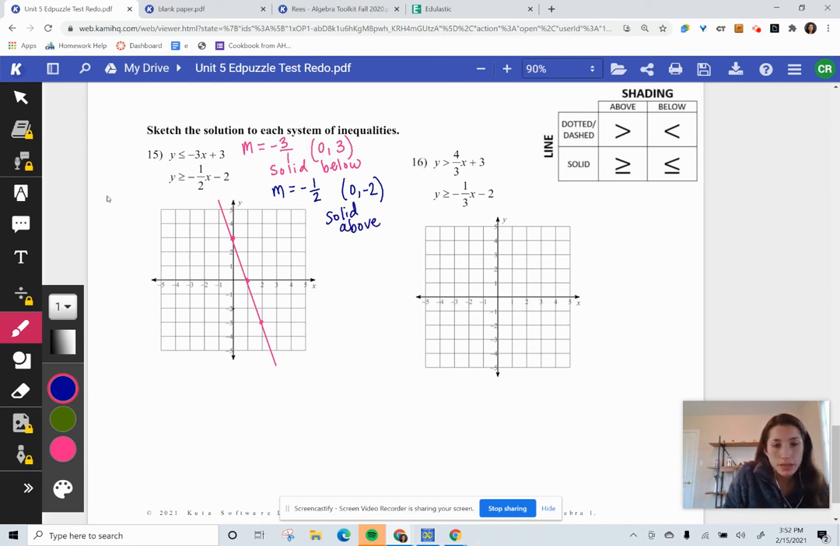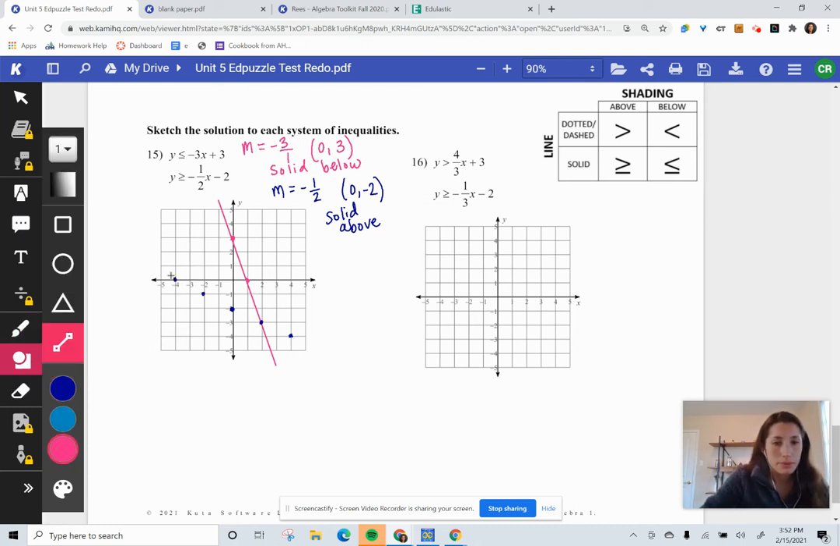So I'm going to start at -2, and the slope is down 1, right 1. Down 1 to the right 1. Up and left would be the opposite of that. And that one's also going to be a solid line. Let me use the right color graph line here. Okay, so now for both of these, we've got one with shading above.